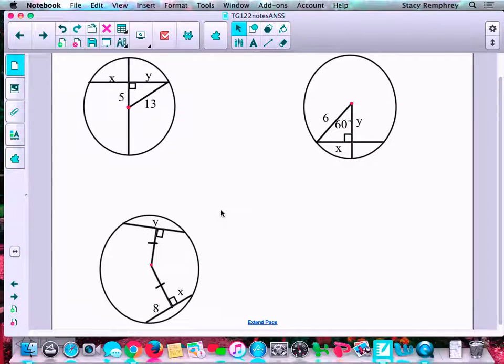All right, over here, again, we have 3 circles, and I'm just going to ask you to please push pause, try to work through these the best you can, see what you can figure out, and then push play again to check your answers and see how you did.